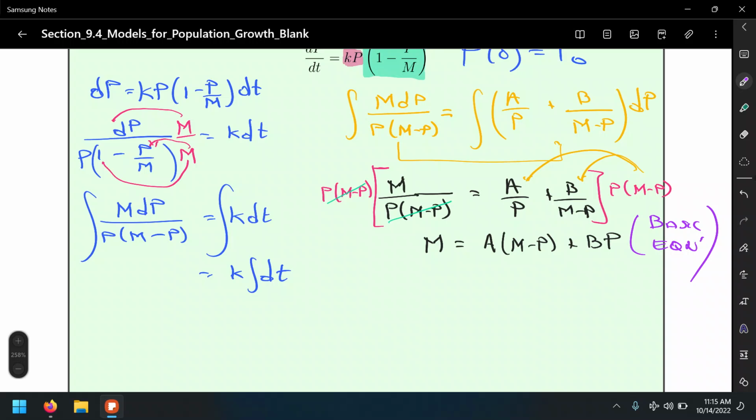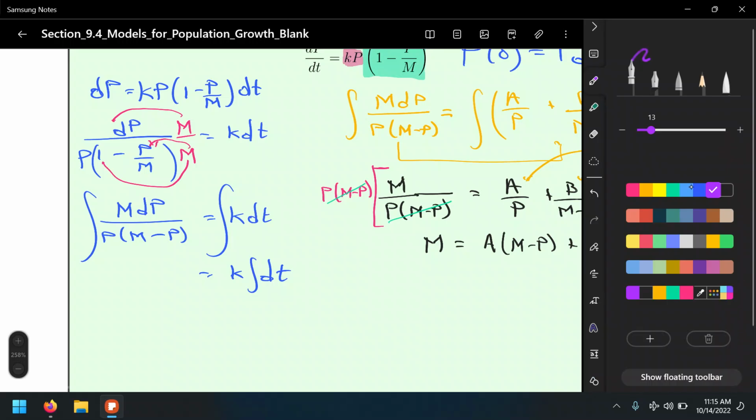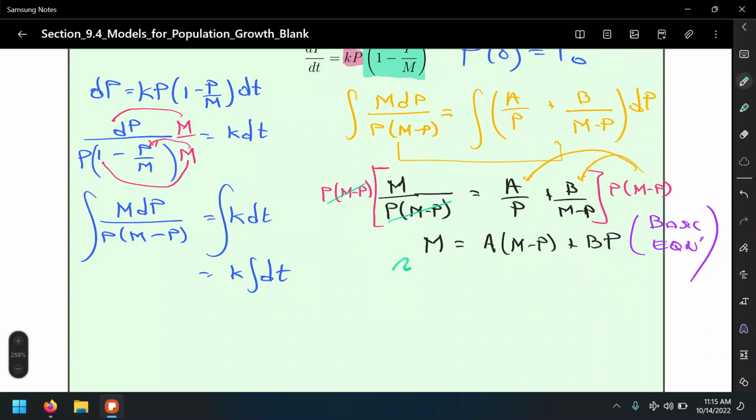Can we think of a clever value for p? M. All right, m sounds good, so p equals m.